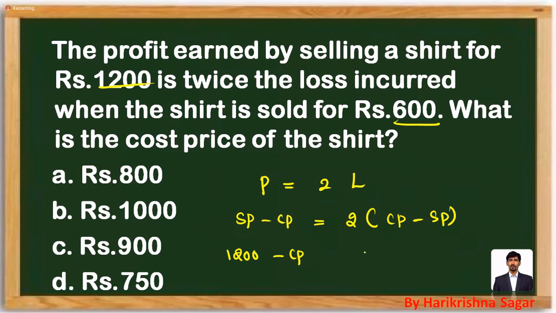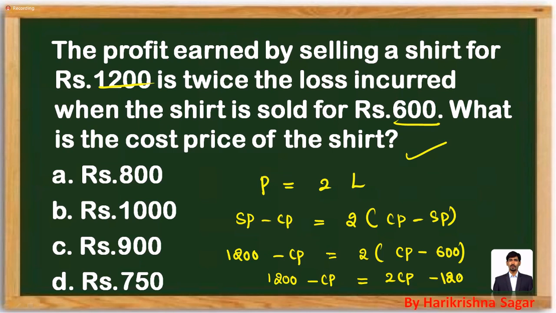What is the selling price here? 600. This must be equal to cost price minus 600. So what is the cost price of the t-shirt is the question. So 1200 minus cost price will be equal to 2 times of cost price minus 1200. From this data, we can say 2400 will be equal to 3 times of the cost price. Cost price will be equal to 800 rupees. Available as option A for us. You can mark it as option A here.